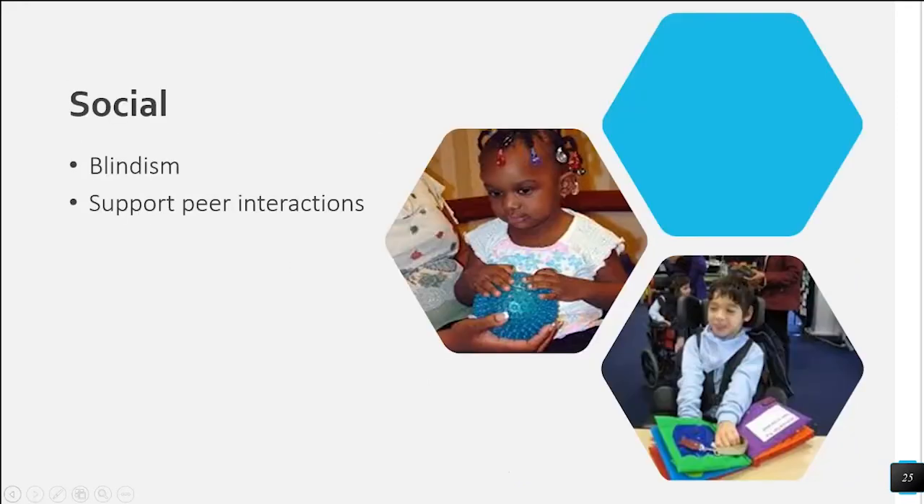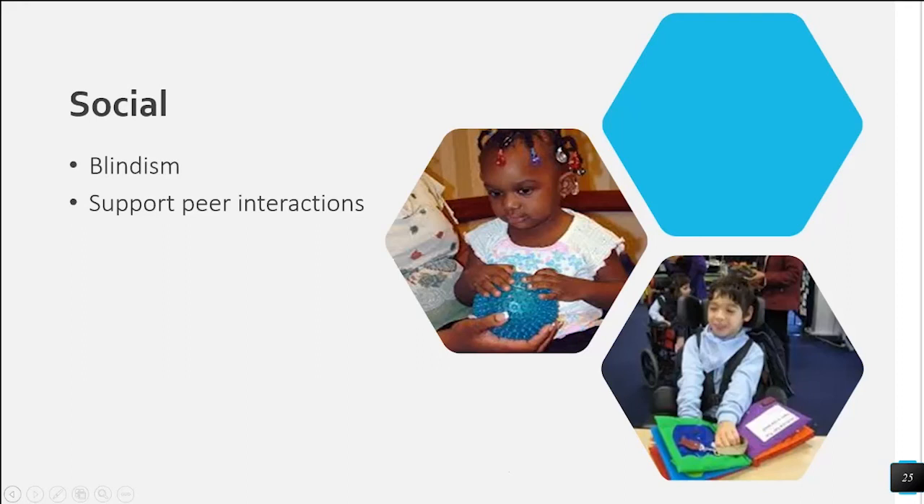Blindism is a repetitive behavior observed in some children with blind low vision. To prevent blindism, such as eye poking, arm flapping, or rocking, provide an object for the child to hold at circle time. This could be something that is related to the circle.